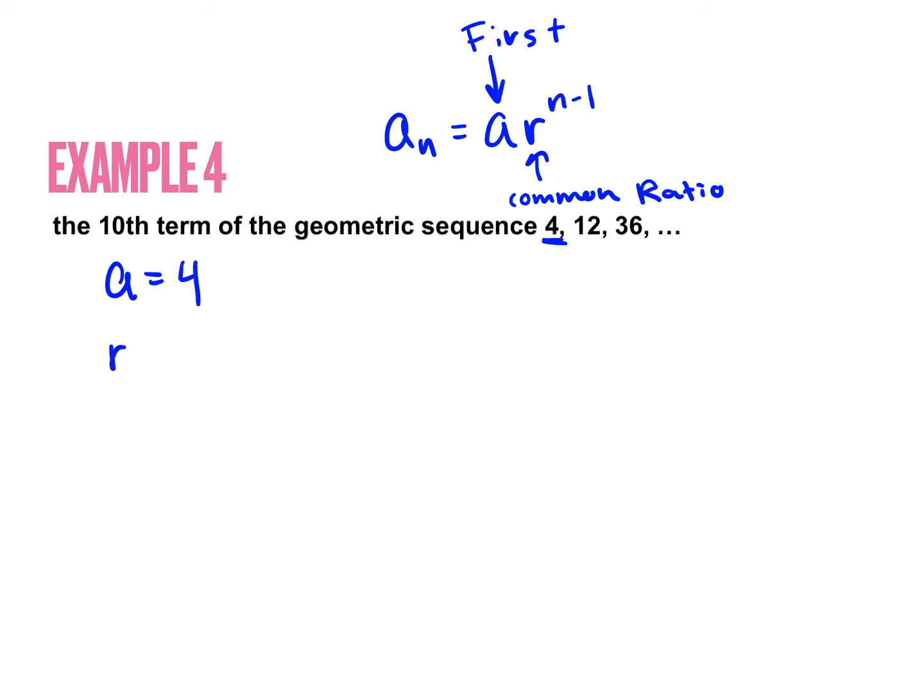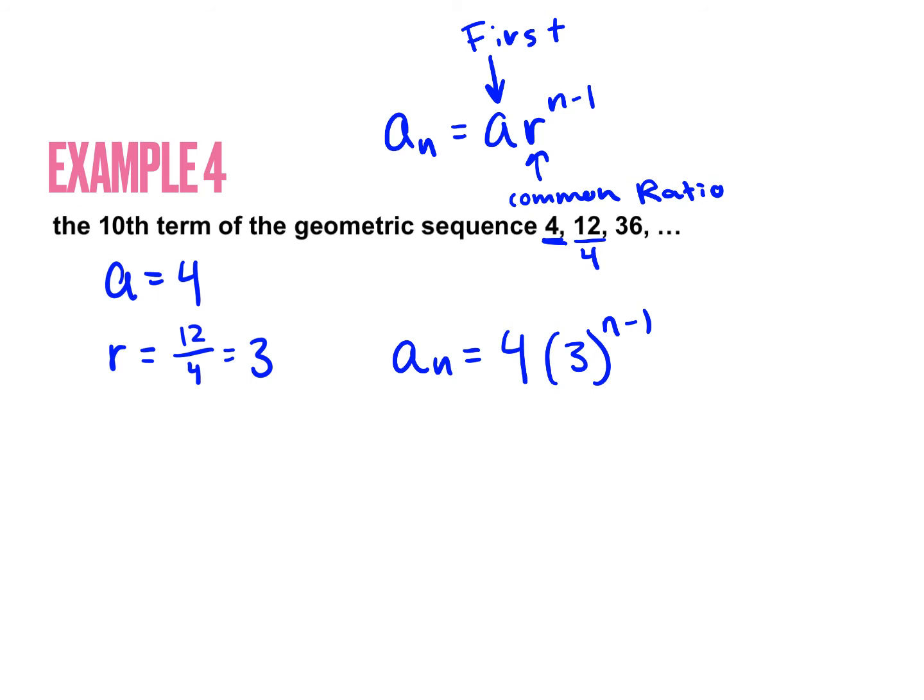To find our common ratio, we take the second term, divide it by the one right before it, the first term. So 12 divided by 4 would simplify to 3. So our common ratio is 3. So a sub n is equal to our first term, which is 4, and we plug in 3 for r to the power of n minus 1.